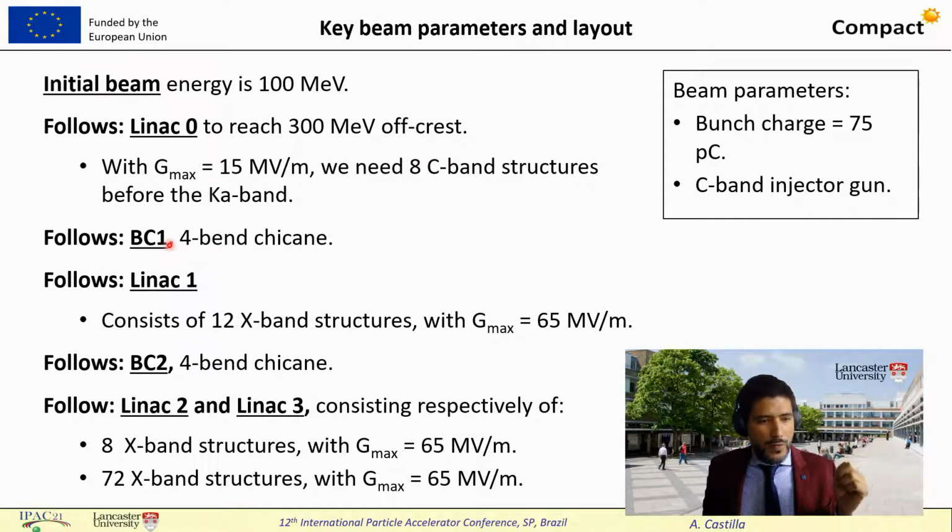Then we have our first bunch compressor. It's a 4-bend chicane for magnetic compression. Then we have our first section of X-band structures where we have 12 structures, followed by the second bunch compressor, and finally the second and the third LINAC section made up of about 80 structures in X-band.